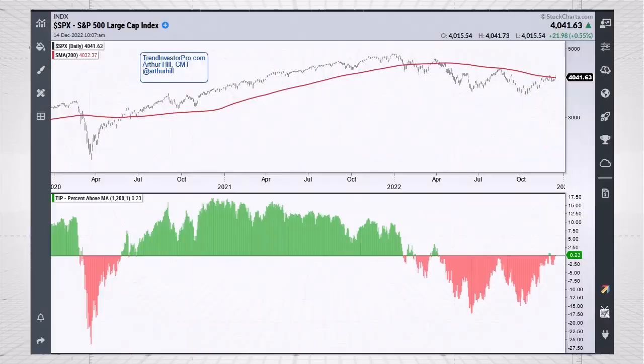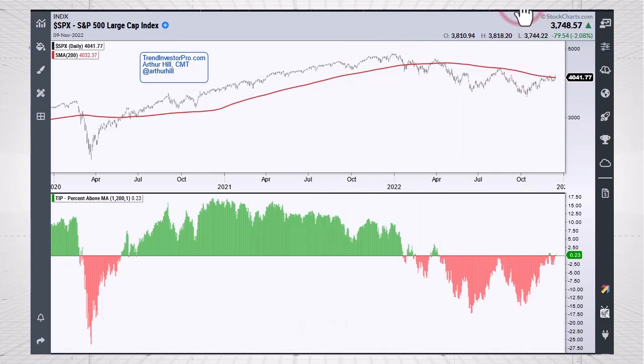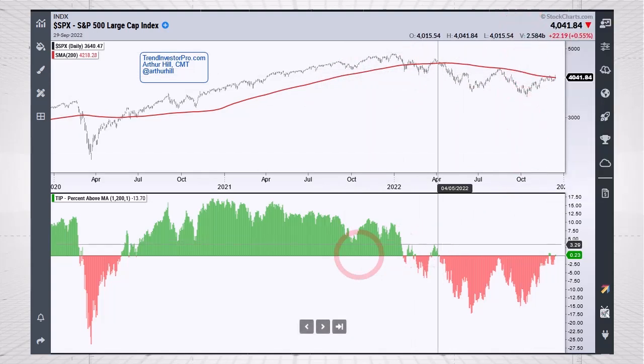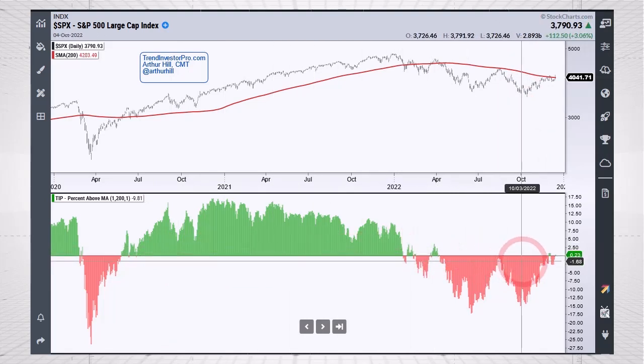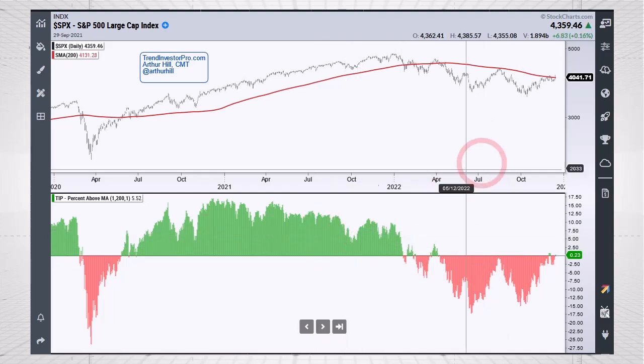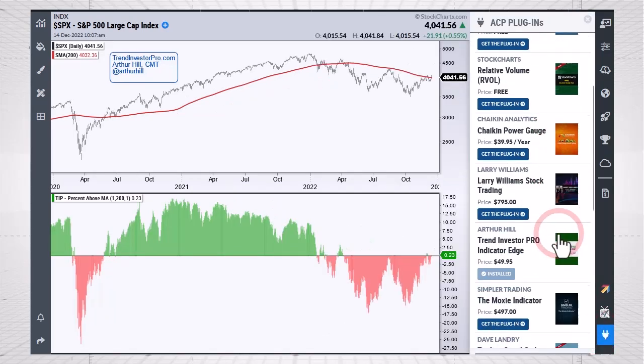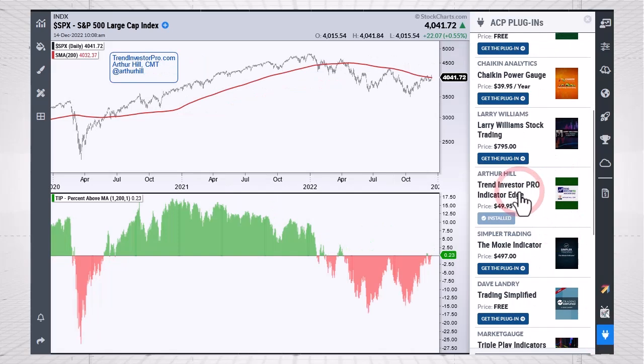a filter. So here's a chart for the S&P 500, and the red line is the 200-day moving average. And then below, I've got the percentage difference between the close and the 200-day moving average. And this indicator is part of the TIP Indicator Edge plugin. You can go down to the bottom right and you see the plugin icon. And if you click on that, you can see all the plugins available for StockCharts ACP.